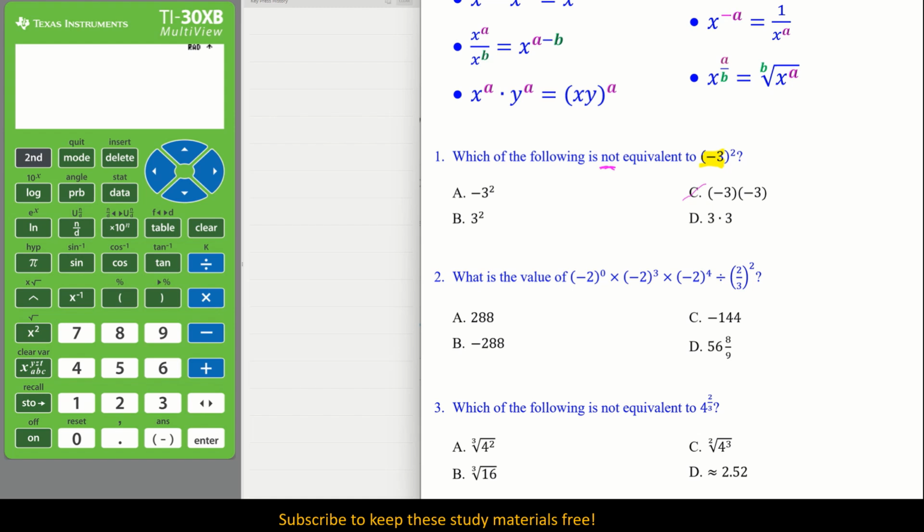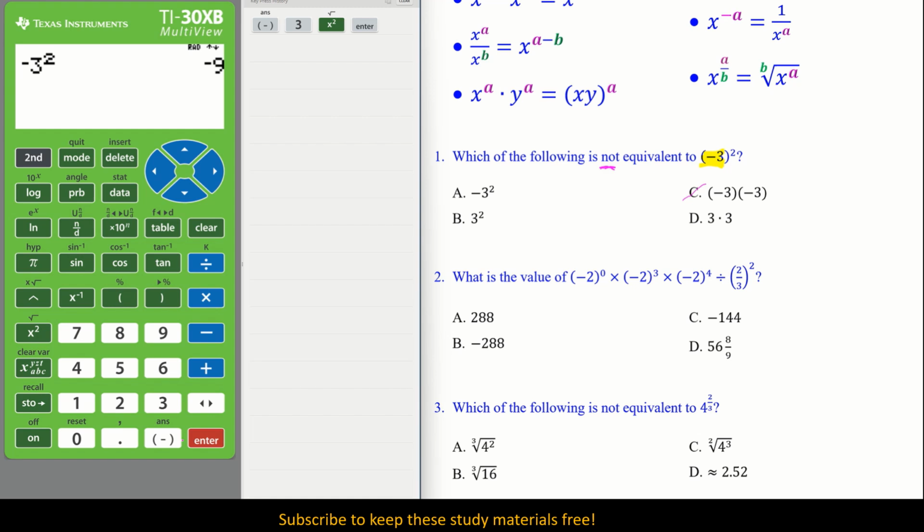However, the others, we're a little shaky with. So let's put things in the calculator to check them out. Let's begin with A. Negative 3 squared, exactly the way it's typed. Press enter. Well, that's negative 9.